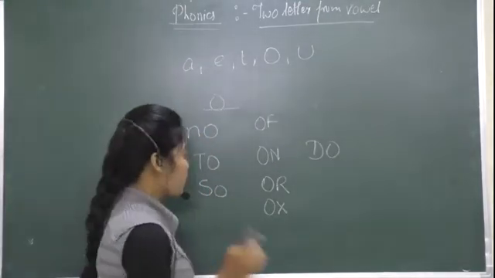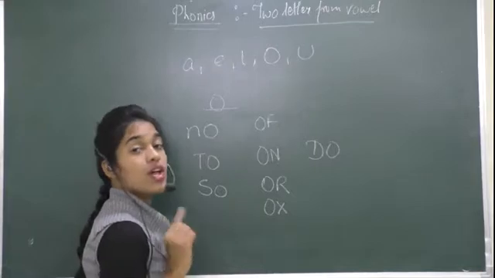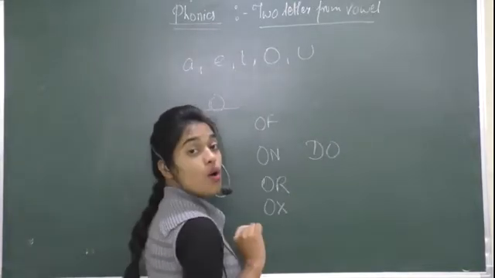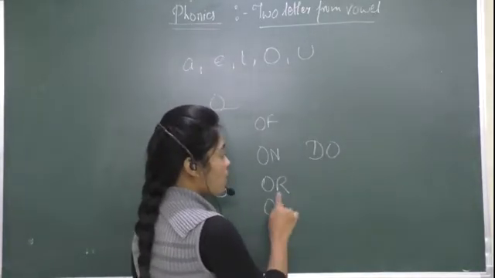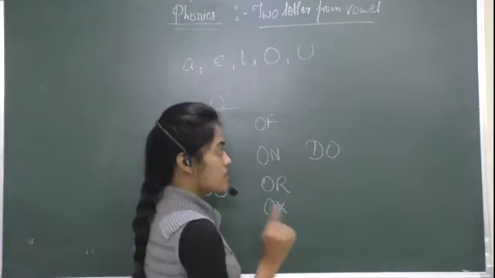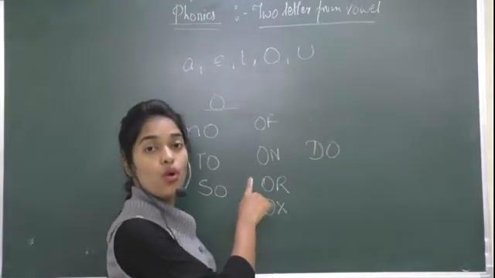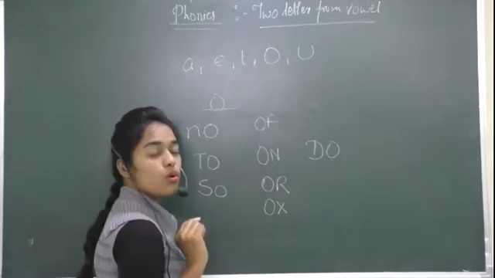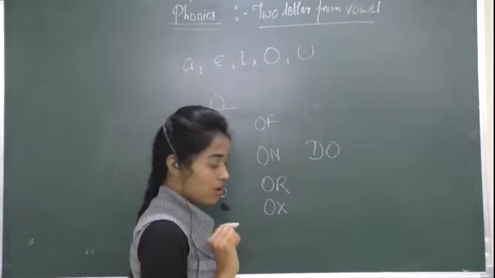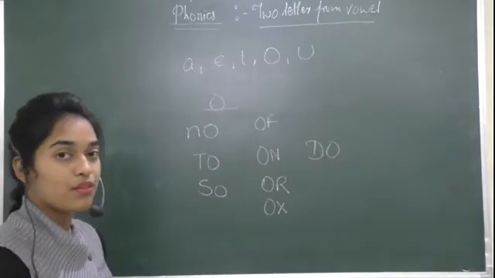Let me repeat: no, to, so, off, on, or, ox, do. These are the 8 words which I made from the vowel O.